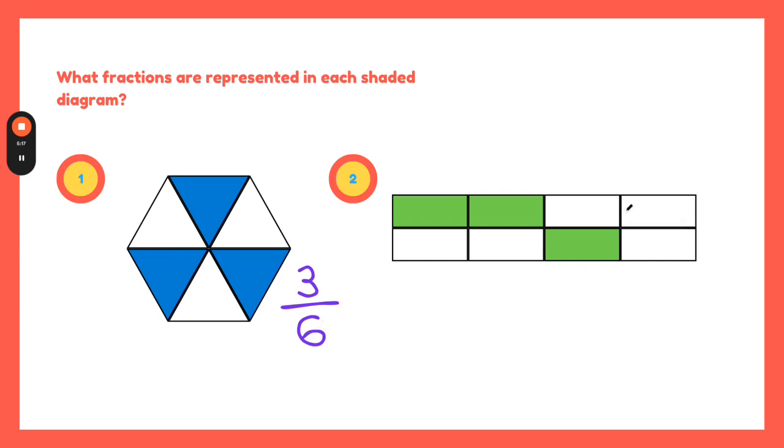In our second diagram, how many parts are shaded? There are 1, 2, 3, which is our numerator. And how many parts make up the complete whole? 1, 2, 3, 4, 5, 6, 7, 8. So the fraction to represent this diagram is 3/8.